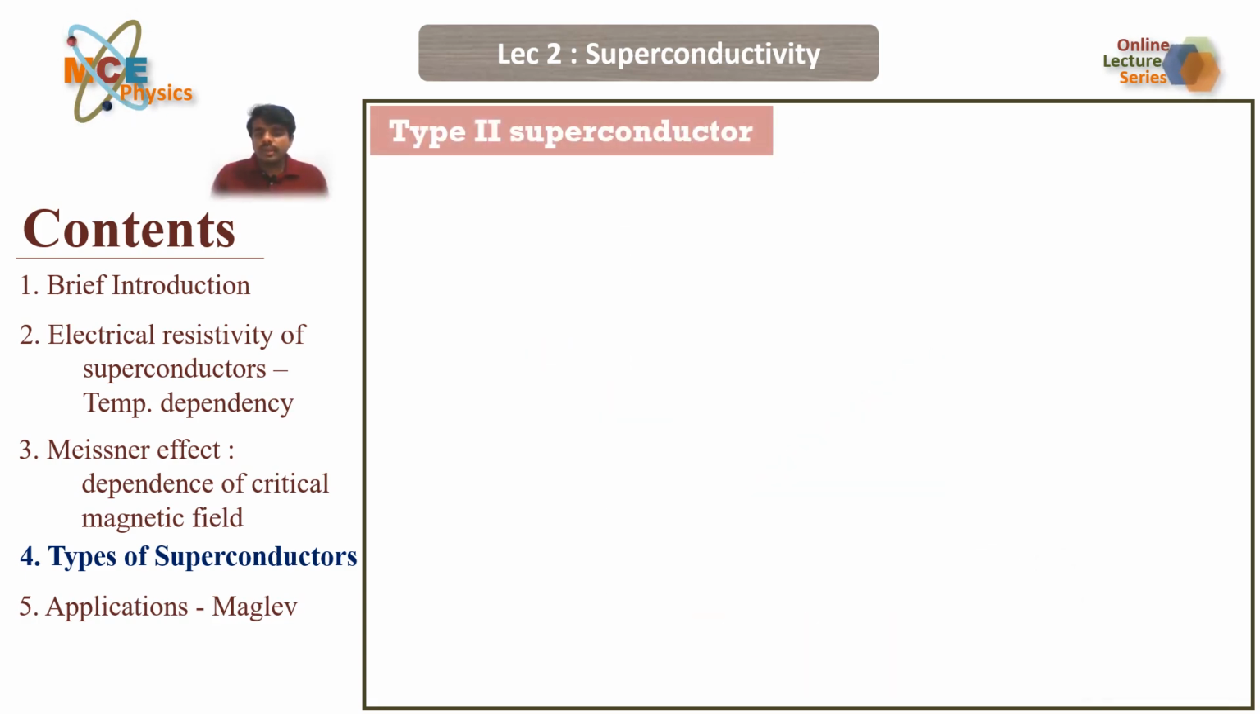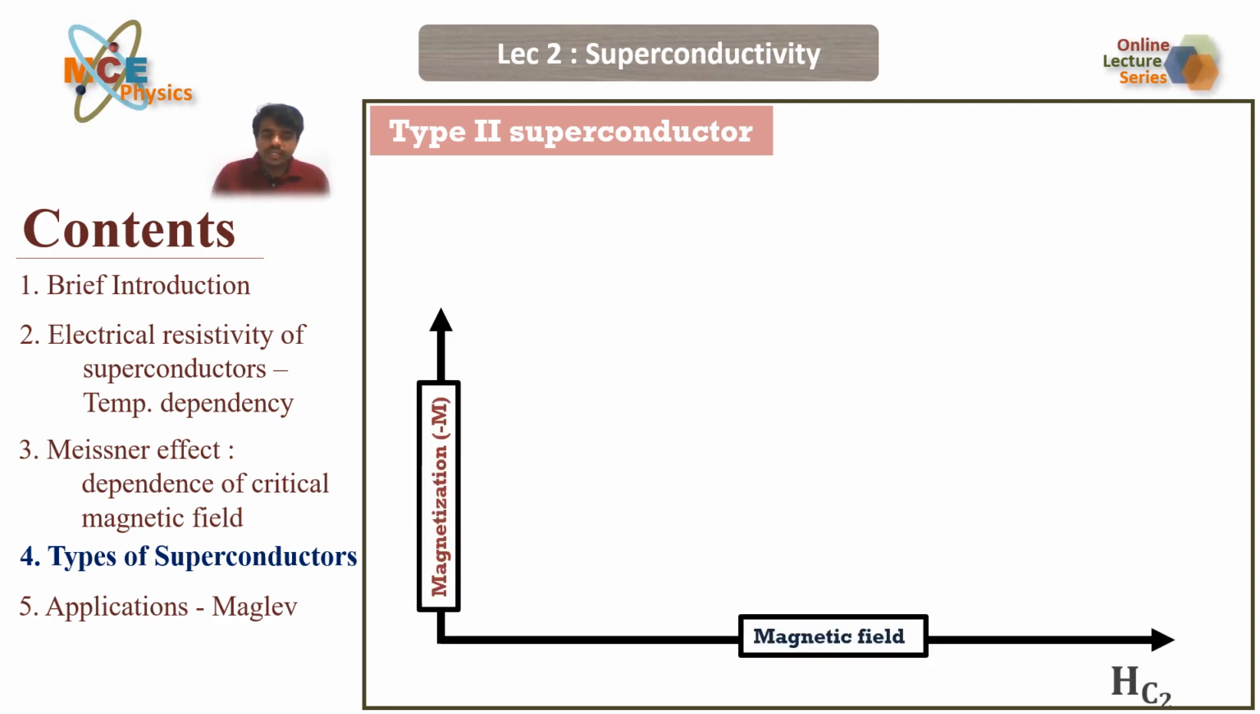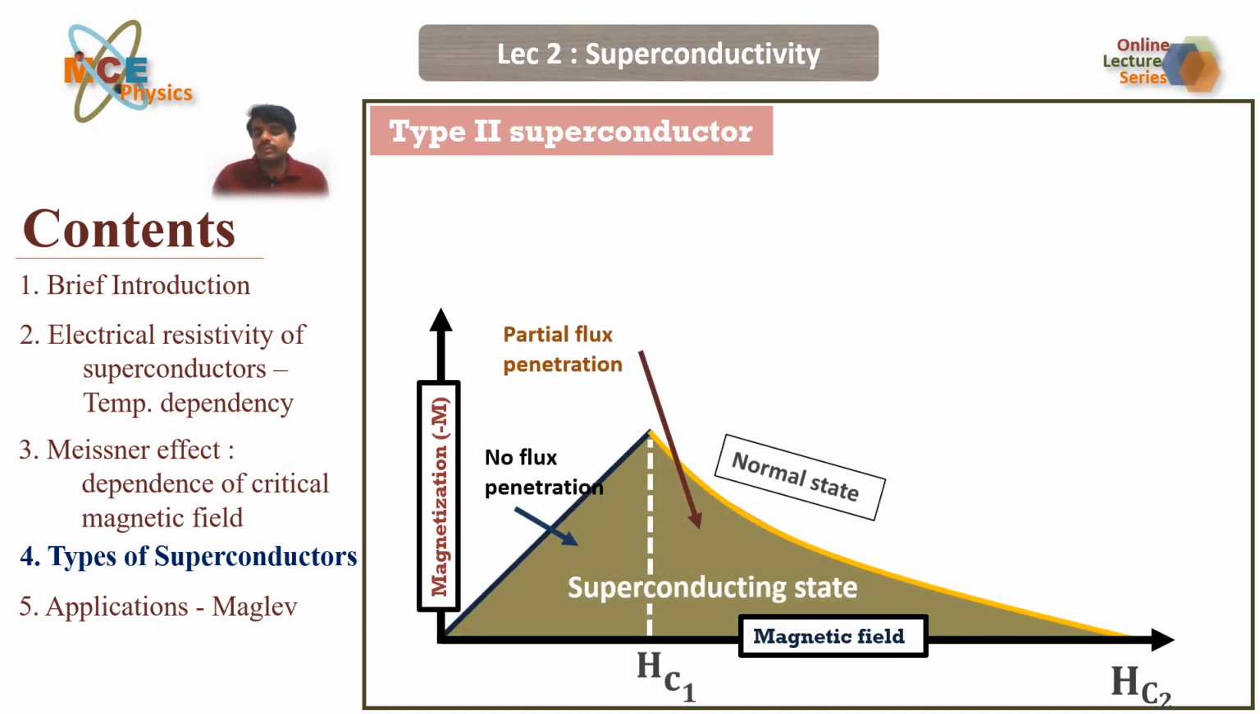So now about type 2 superconductors. Let us plot the same graph, negative magnetization versus magnetic field. The shape of the curve will be like this. From this point to Hc1, the material is in the type 1 state.